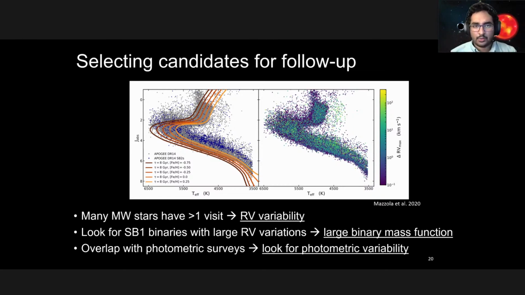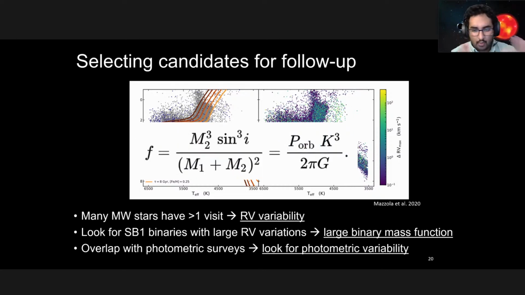For the compact object enthusiasts, clear SB2s are a big no. We are only interested in the systems that are single-line spectroscopic binaries, or SB1s. What we're essentially trying to do here is to estimate the mass of the companion using the binary mass function. I've shown it in its most basic form here, assuming circular orbits. To calculate this, we need to know the radial velocity semi-amplitude K and the orbital period. Large radial velocity variability is a good indicator of a large binary mass function, and high binary mass functions imply more massive companions.